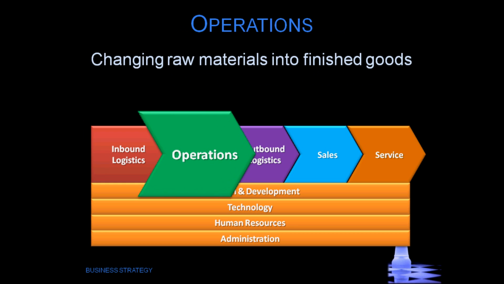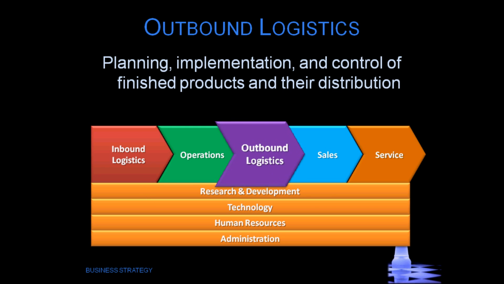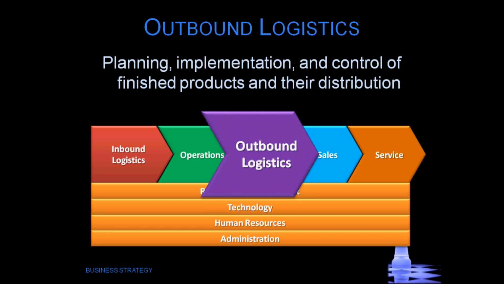Operations is simply changing raw material into finished goods, changing wheat and meat and vegetables into dog food. Outbound logistics is everything that deals with the finished product and its distribution. This is where we do outbound quality assurance checks. We ship things to our middleman or to our supplier or our buyers or whoever they go to next.